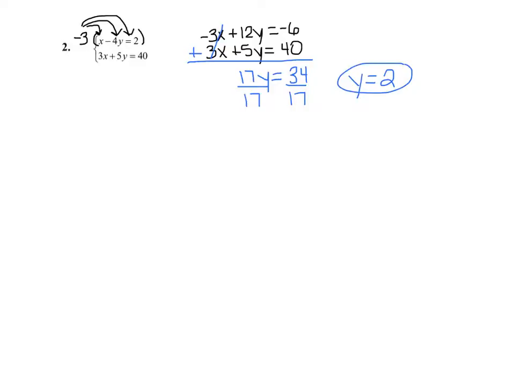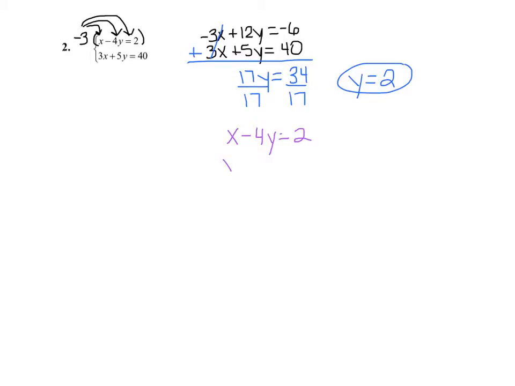So y equals 2. Now we're going to replace and plug in 2 to find our x value. So let's rewrite our first equation, and you're going to rewrite it in original form: x minus 4y equals 2. You can also rewrite the second equation. That's up to you. You'll get the same answer regardless.